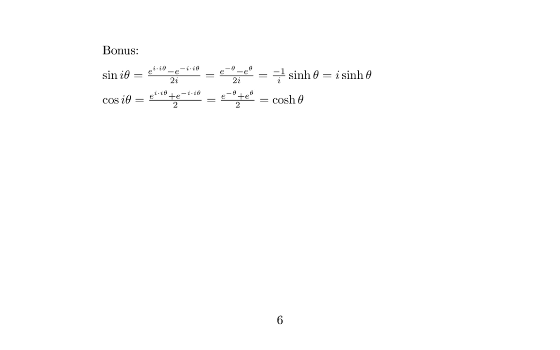Similarly, for cosine i theta, we have e to the i times i theta plus e to the minus i times i theta over 2, which is equal to e to the minus theta plus e to the theta over 2. That's cosine hyperbolic, or cosh of theta.